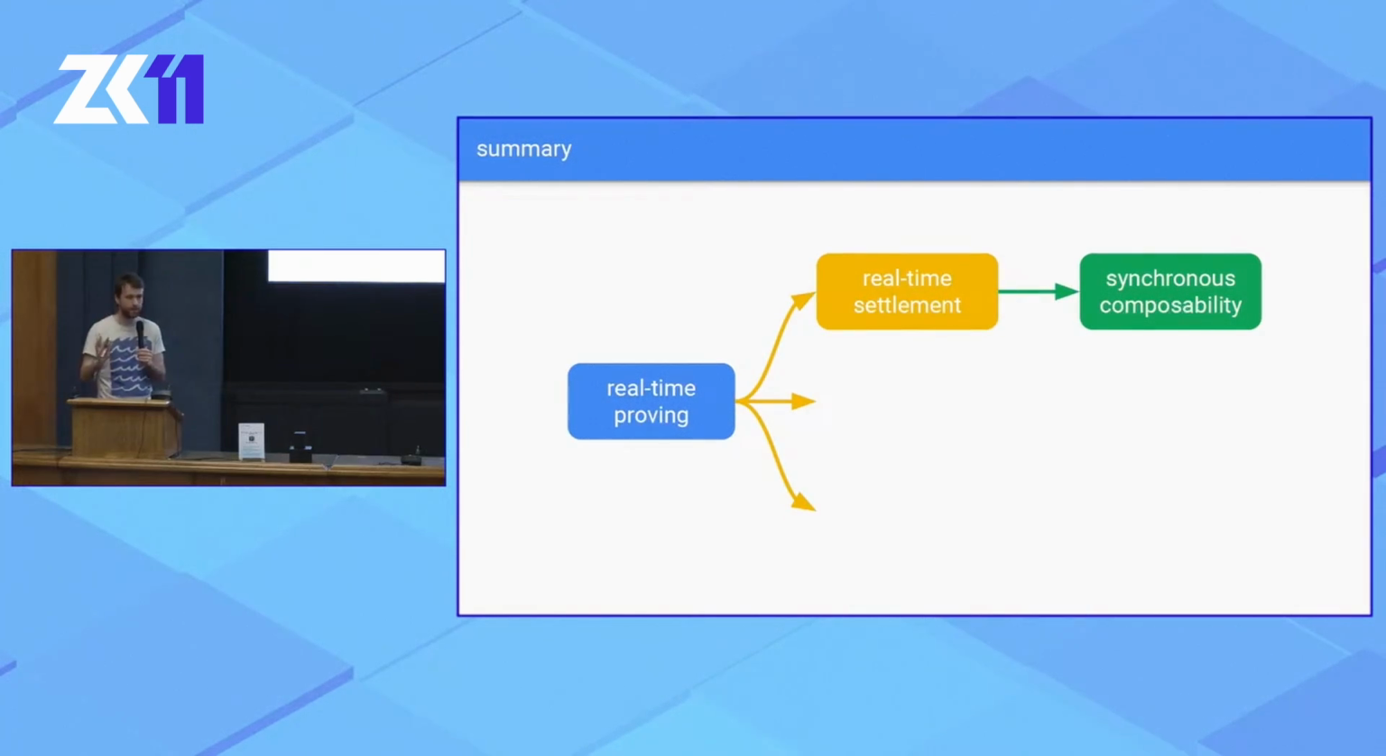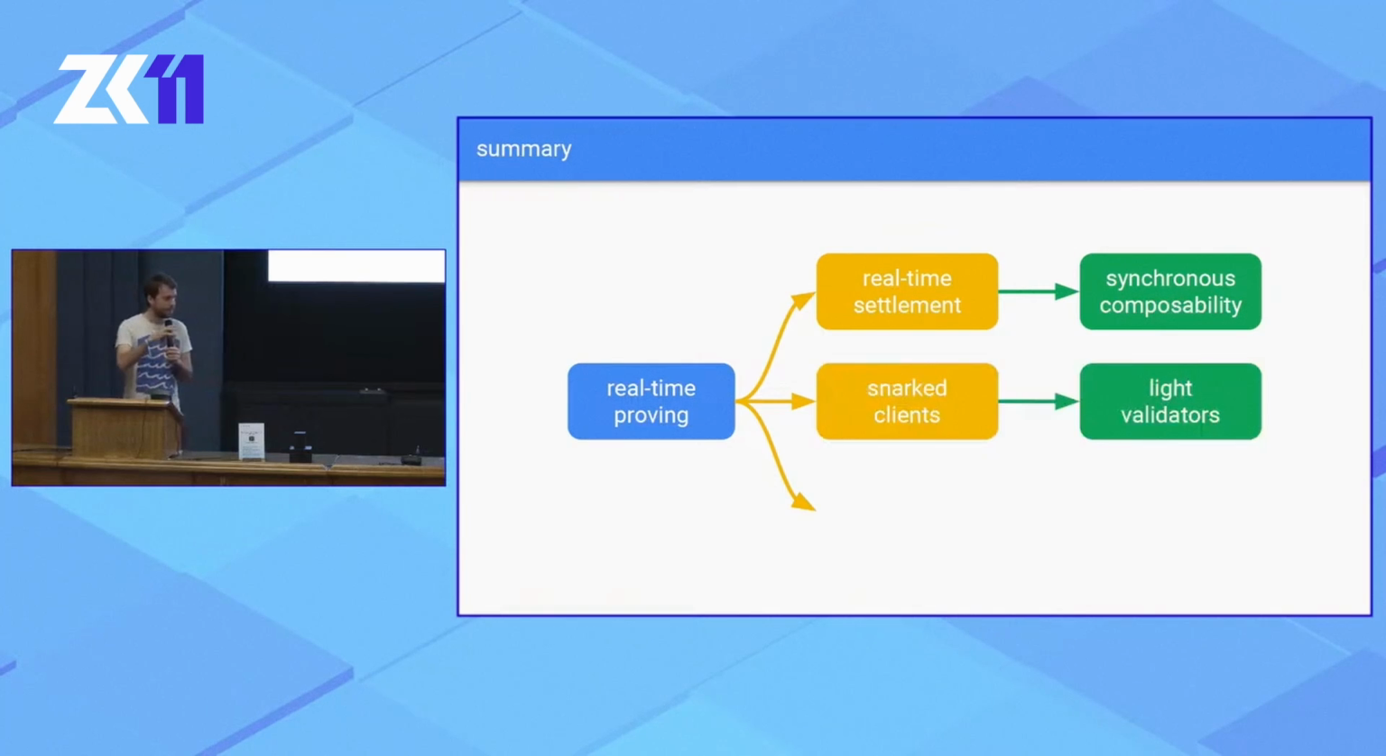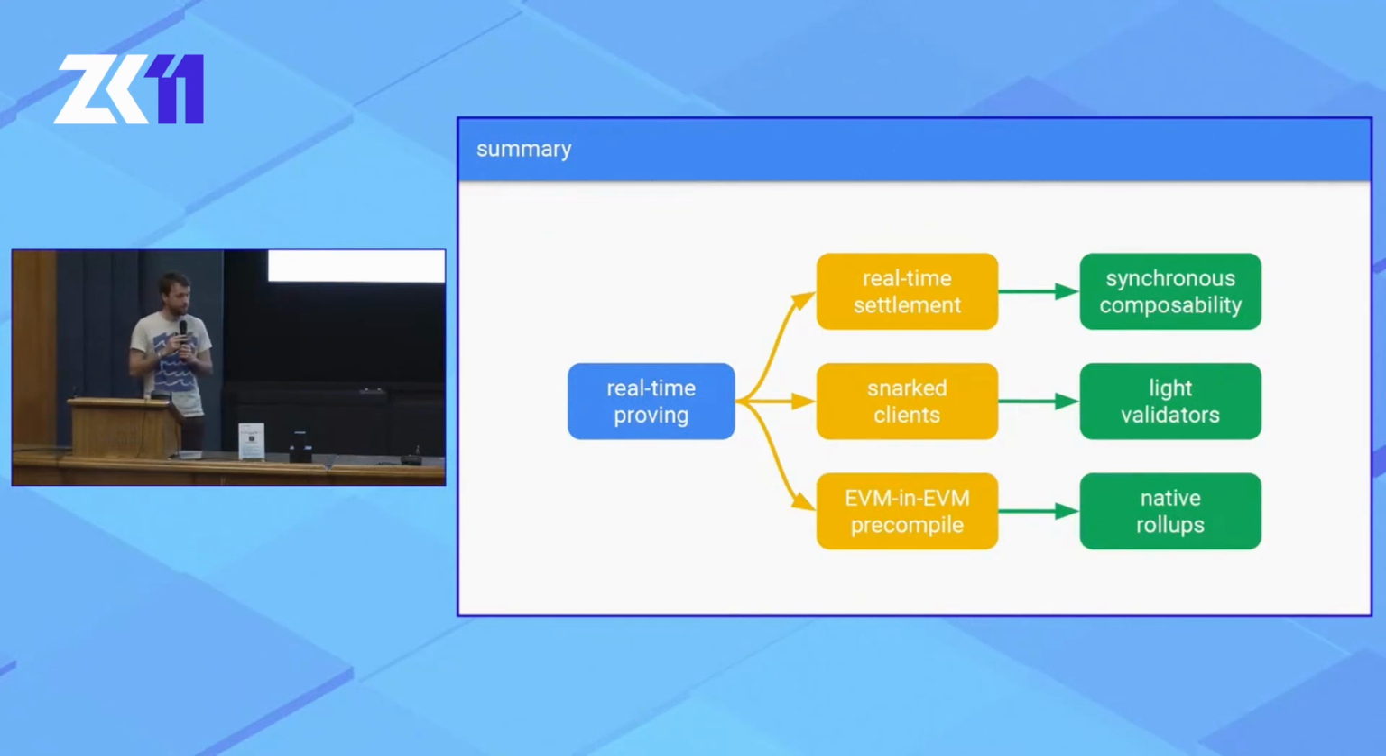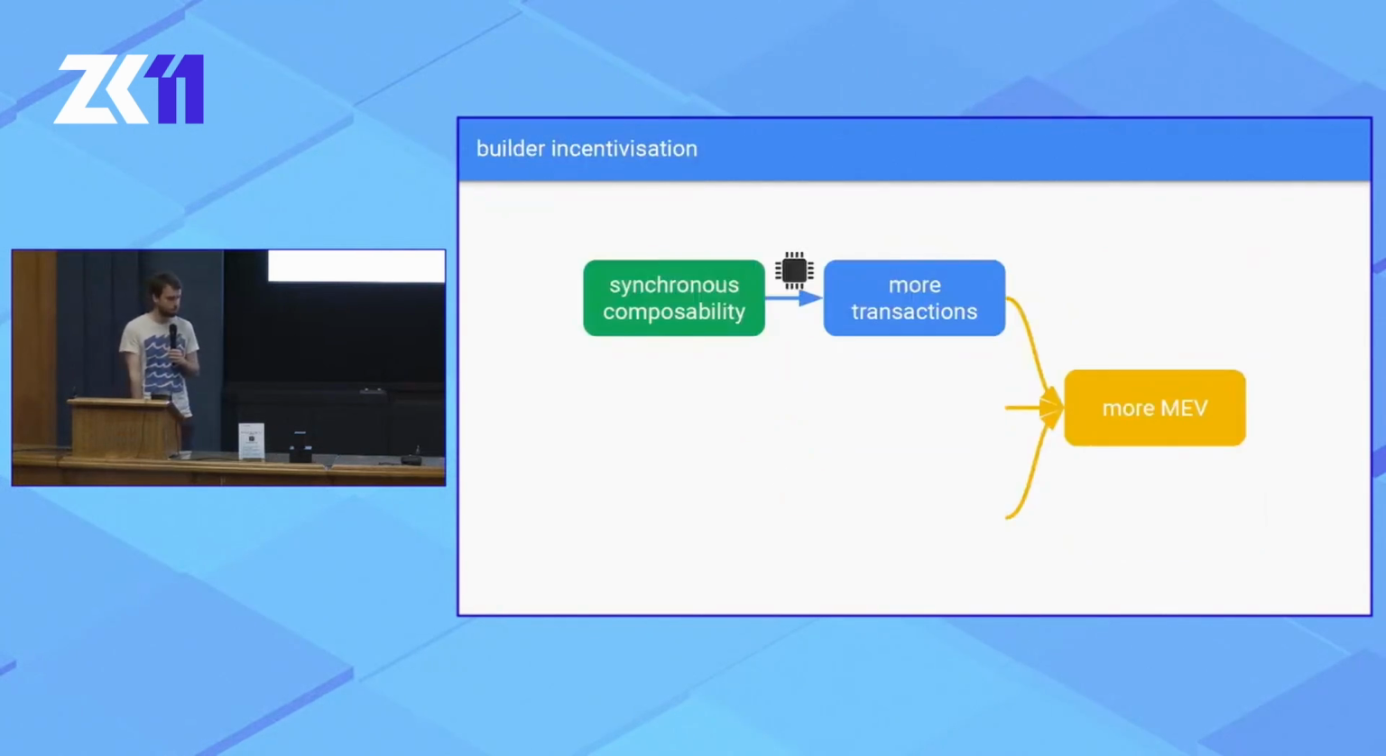Okay, quick summary. Real-time proving unlocks a lot of things. It unlocks real-time settlement for rollups and therefore synchronous composability. It gives us ZK clients or SNARK clients, which gives us light validators. And then it also gives us this EVM and EVM precompile, which gives us native rollups.